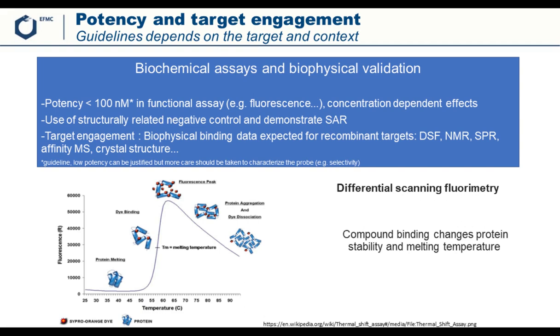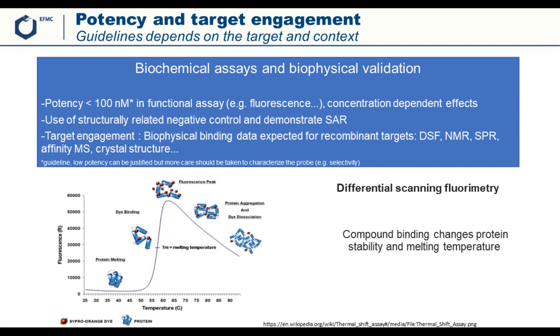First, starting with the most simple assays, the biochemical assays, and how to use biophysical validation. So for biophysical assays, potency is suggested to be below 100 nanomolar. Again, this is just a guideline. It depends on the particular target. And this is usually in a functional assay looking, for example, at fluorescence or other readouts. Always important is to see concentration-dependent effects. And as we'll mention for many other applications, it's always useful to use structurally related negative controls, as well as demonstrate SAR, structure-activity relationship, in order to make sure that the activity you see is specific to your particular compound.